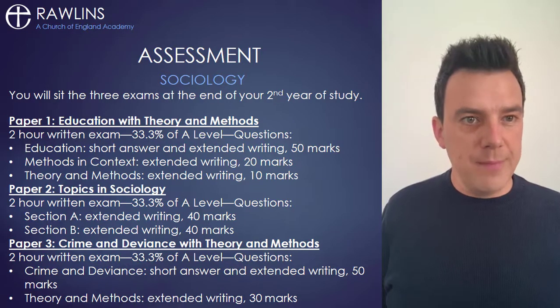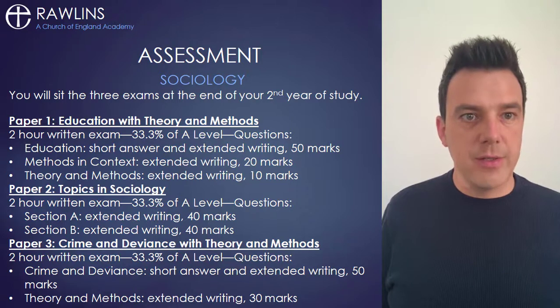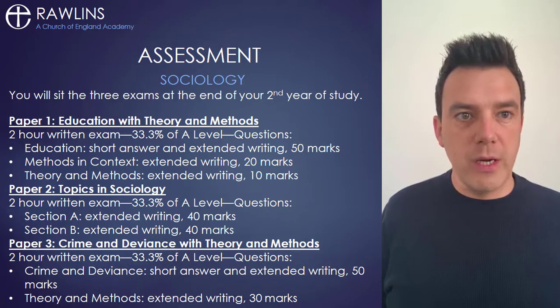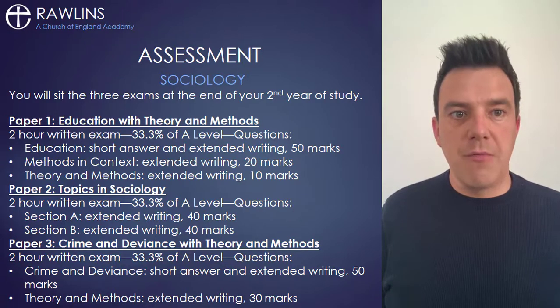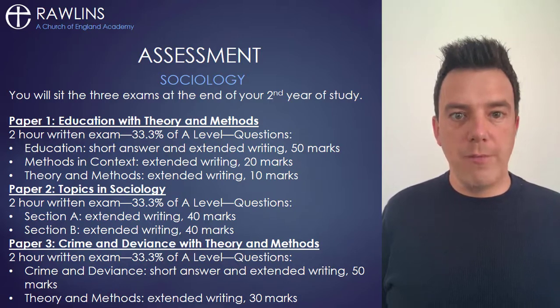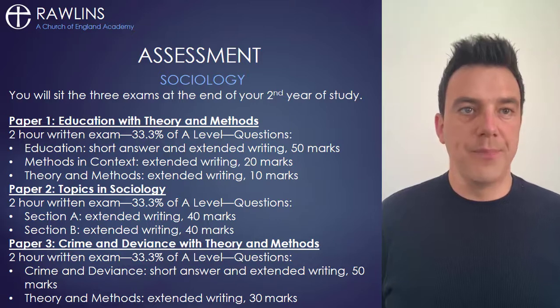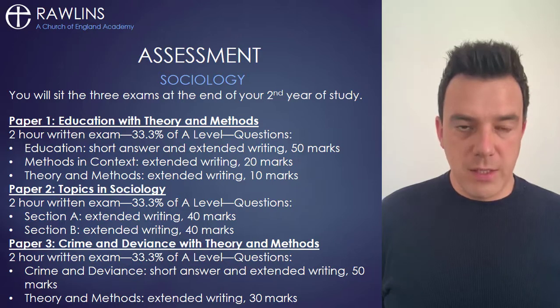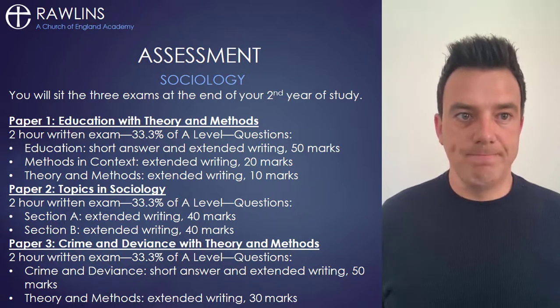And then paper 3 is crime and deviance with theory and methods. So 50 marks worth of crime questions, which mirrors paper 1. And there are 2 short answer questions, and the rest of it is extended writing, including a 30-mark essay question. And the theory and methods, extended writing, the 20-mark and a 10-mark question. You'll notice that overall, apart from the 4 questions on paper 1 and 3, which are smaller mark questions, the vast majority of them are extended writing. It's an essay-based subject.